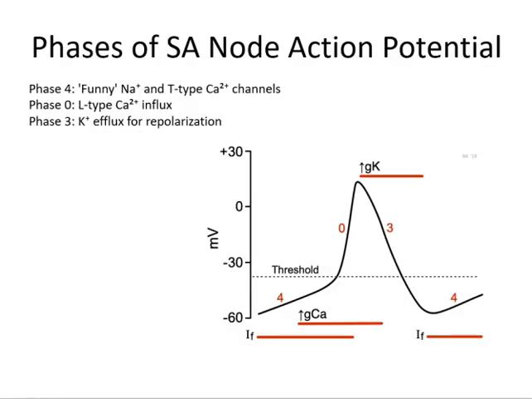And phase 3 is the repolarization of the cell. This is where the potassium channels open up, and the cell rests back down to about negative 60 millivolts for just a split second, because it's going to be constantly going. What's unique about the SA node action potential is that it doesn't really have a resting membrane potential. It hits that point and then just starts depolarizing again because of those funny sodium channels.